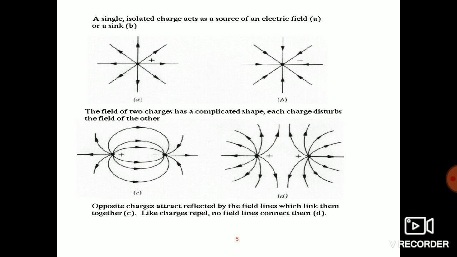From the diagram, we can see that a single isolated charge acts as a source of an electric field in figure A or as a sink for electric field in figure B. The field of two charges has a complicated shape. Each charge disturbs the field of the other. The opposite charges attract, reflected by the field lines which link together, as in figure C. The like charges repel and no field lines connect them, as shown in figure D.